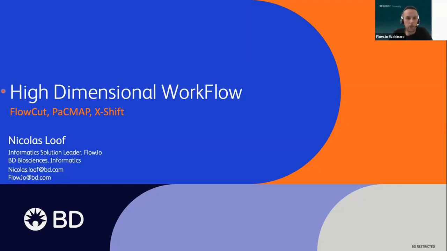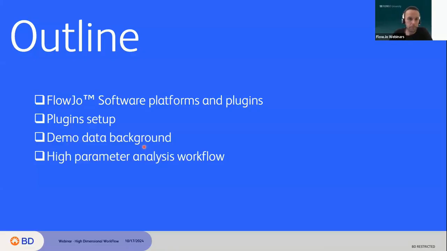So in today's webinar, we're going to talk about high-dimensional workflow, and especially the three algorithms FlowCut, PacMAP, and XShift. So here's the outline of today. A brief introduction of FlowJo software, platform, and plugin. I'm going to show you how to install the plugin. Then briefly going to talk about the data I'm going to use today for the live demo. And after, we're just going to go to the heart of the talk, which is the workflow.